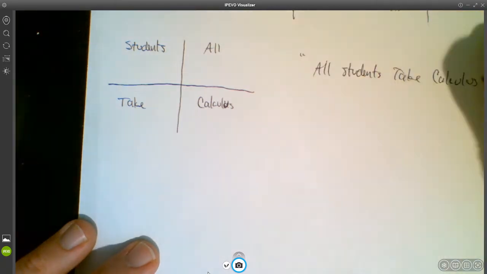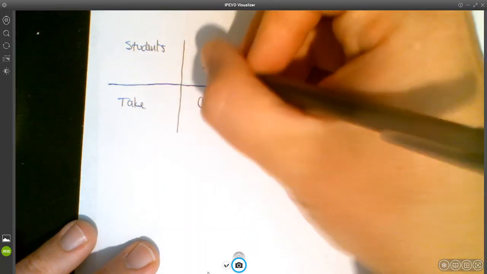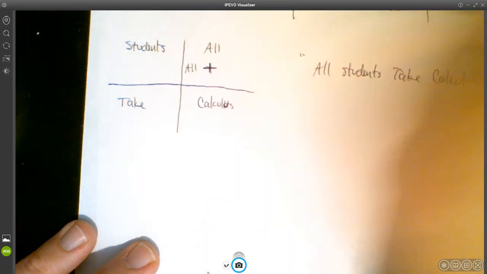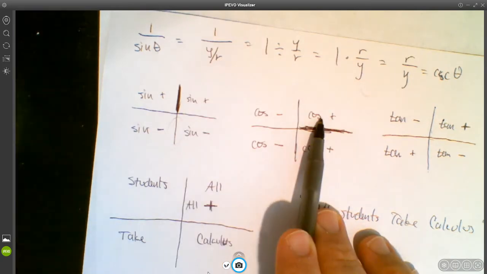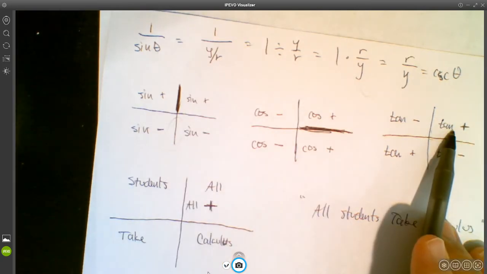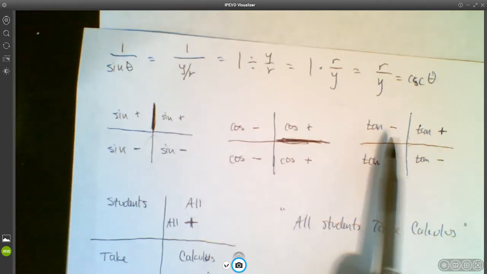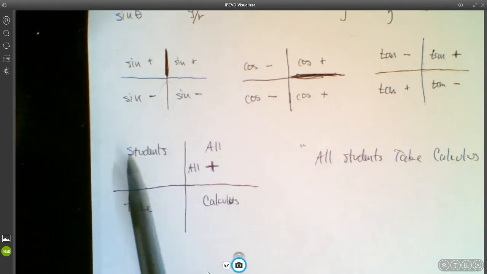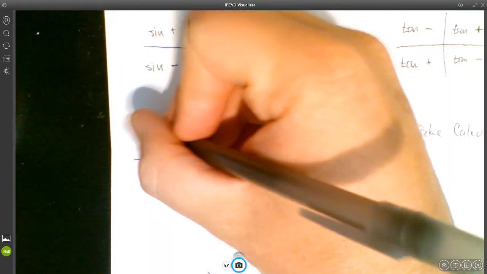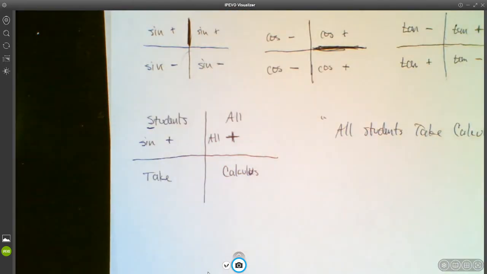What does that mean? Well, all means that all of the trig functions are going to be positive in quadrant 1, right? Sine and cosecant, cosine and secant, tangent and cotangent, they're all positive in quadrant 1. In quadrant 2, on the other hand, notice that tangent is negative and cosine is negative, but sine is positive, right? So the S in students stands for sine. Sine is positive here. Sine and cosecant, right?